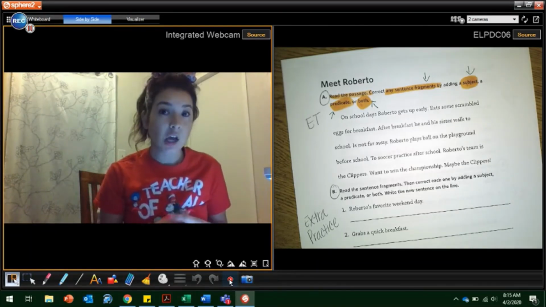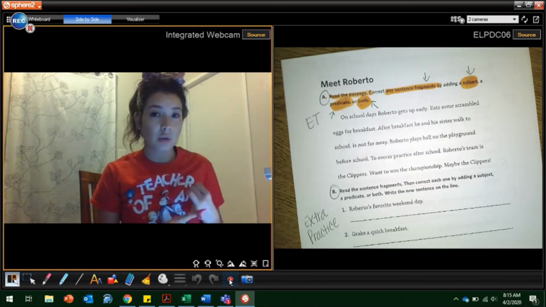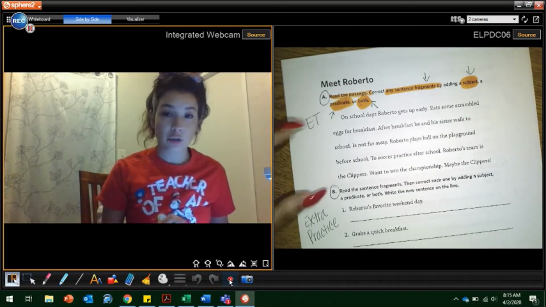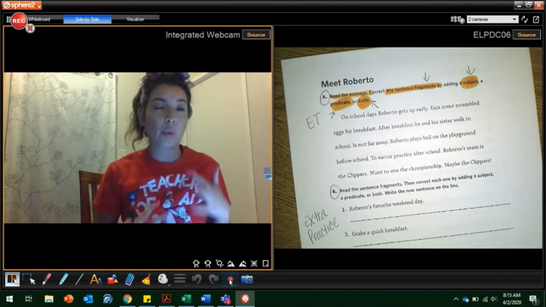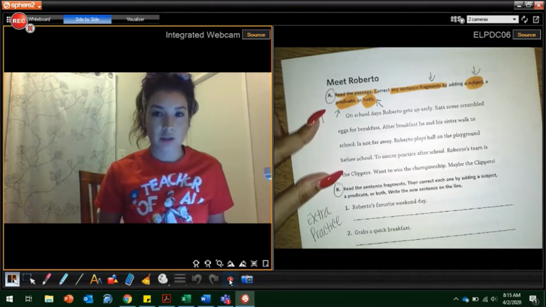Now on your exit ticket online, you're going to have to fix the fragments by writing them into a complete sentence. So make sure you're looking at the instructions when you go to assignments. Make sure you've read and you've done all of your independent practice so you can get really good by the time you get to your exit ticket.